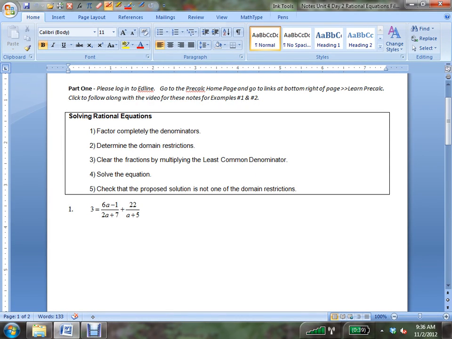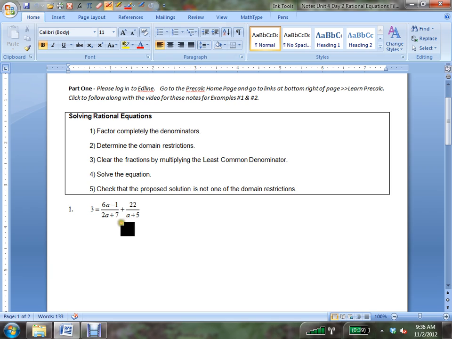Good morning. Today we're going to be learning about rational equations. Rational equations are equations that are fractional and they have variables in the denominator. The main thing that is different than a regular equation is that we're going to have some domain restrictions. So let's go through the steps of solving a rational equation with these two examples.